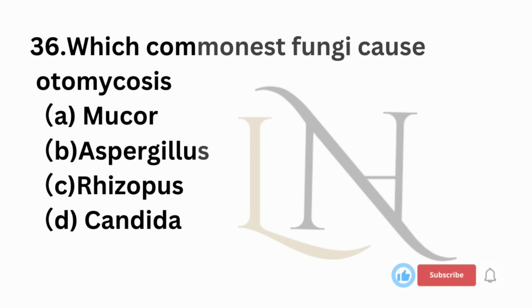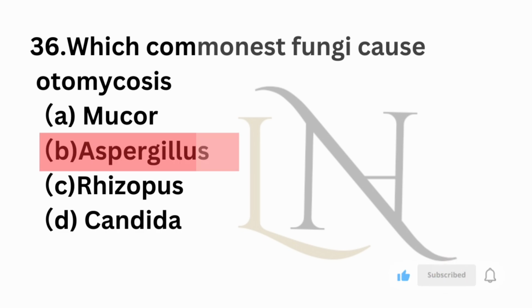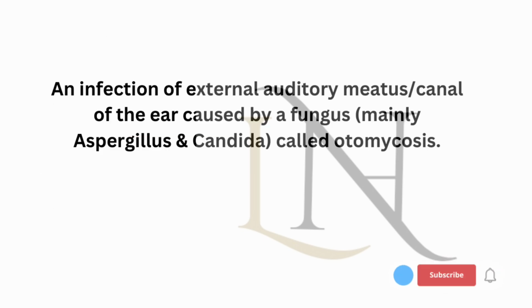Which is the commonest fungus that causes otomycosis? Option A, Mucor. Option B, Aspergillus. Option C, Rhizopus. Option D, Candida. Correct answer: option B, Aspergillus is the correct answer. Infection of the external auditory meatus of the ear caused by fungus, mainly Aspergillus and Candida, is called otomycosis. Now we will see next MCQ.